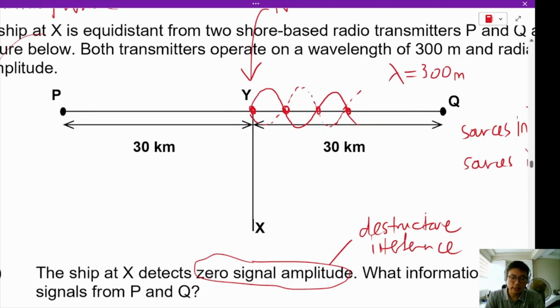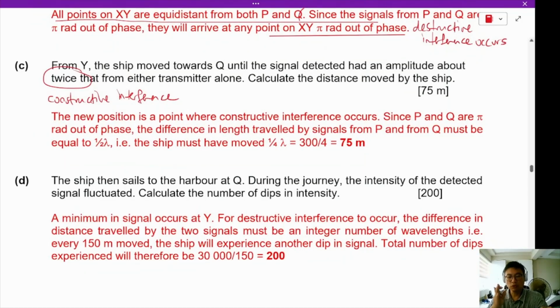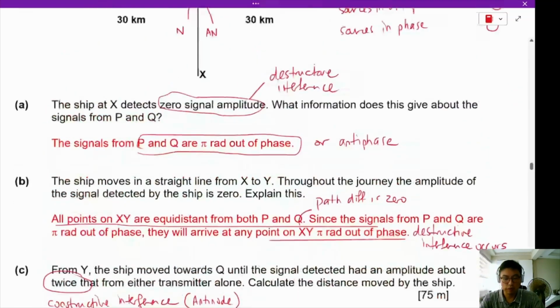Now the question tells us that at this point Y, they receive 0 amplitude. So this is a node. And then it travels towards Q. When it travels towards Q, it encounters a place where the amplitude is twice. That means to say constructive interference. That means to say it encounters an antinode. Okay, so let's read the question again. From Y, the ship moved towards Q until the signal detected was constructive interference, meaning it is an antinode. Antinode, that means where the amplitude is a maximum. Calculate the distance moved by the ship.